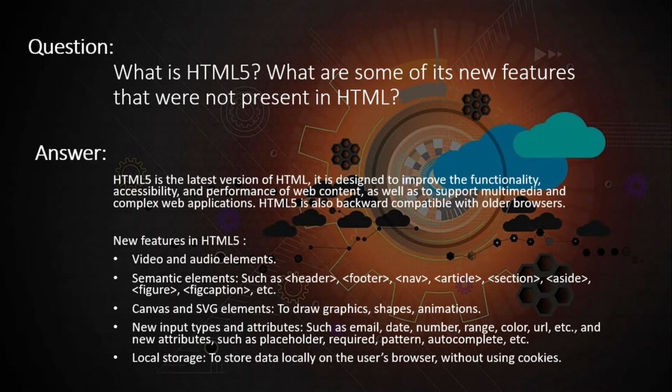New features in HTML5: video and audio elements. Semantic elements such as header, footer, nav, article, section, aside, figure, figcaption, etc. Canvas and SVG elements to draw graphics, shapes, animations. New input types and attributes such as email, date, number, range, color, URL, etc., and new attributes such as placeholder, required, pattern, autocomplete, etc. Local storage to store data locally on the user's browser without using cookies.